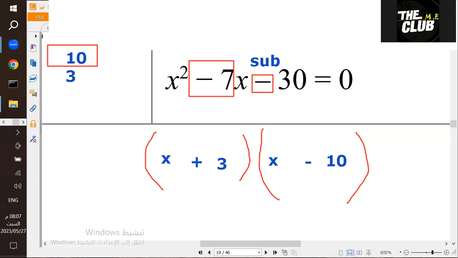You have to solve it right after that. You say negative 3 and then positive 10, so x equals negative 3, the opposite of this one. Then for solving, you do the opposite of what you have here, so x equals the opposite, plus 3. This is factorizing. This is solving. Now let's move on to the next.